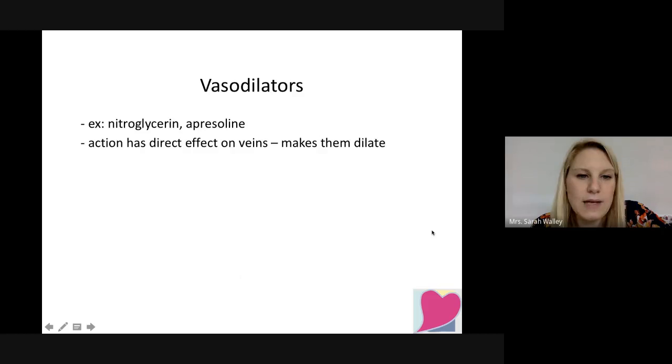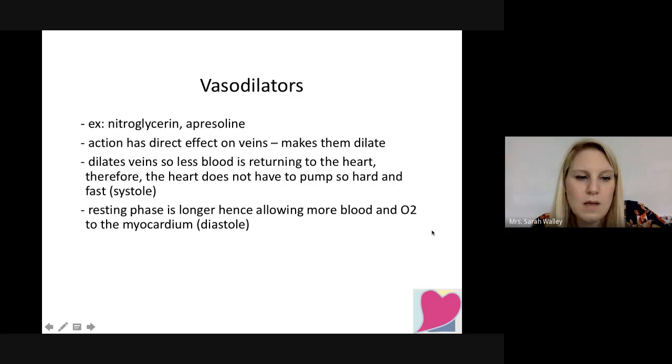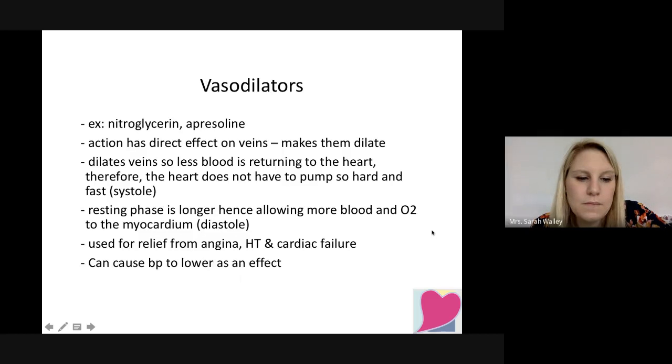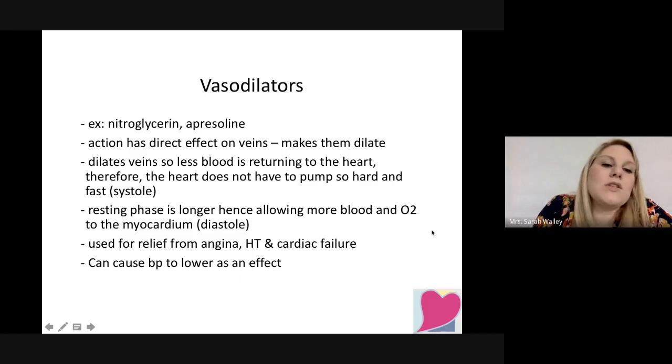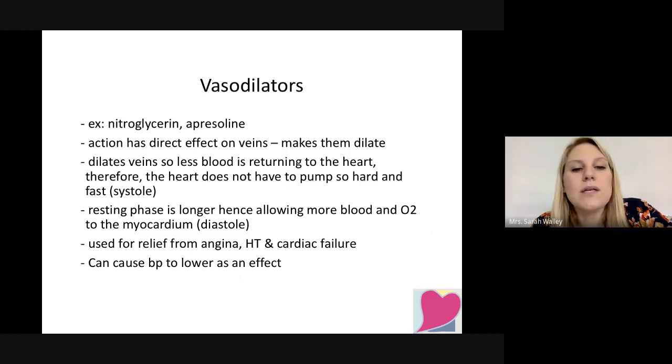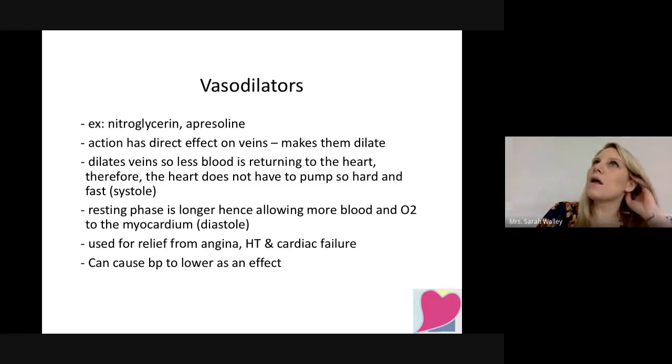Okay, so we got vasodilators. One major example would be nitroglycerin, and apresoline also, but nitroglycerin is one that's commonly asked about on the certification test. Most of the time, what they ask about nitroglycerin, which actually I think there might have been two questions on that last year, but I can't remember what my students said. They come back and tell me what they remember.